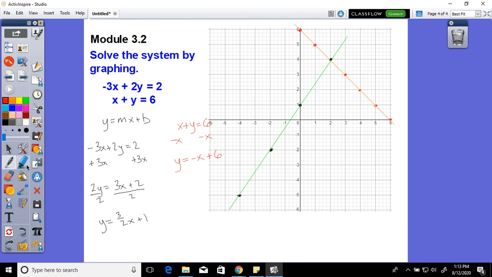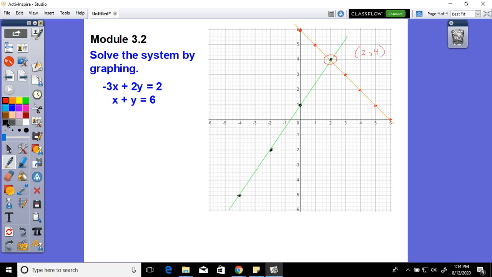And just like before, where they intersect, that's going to be my solution. This one intersects at 2, 4. Now I'm going to pause the video and let you plug it in and check and make sure that the solution is good.